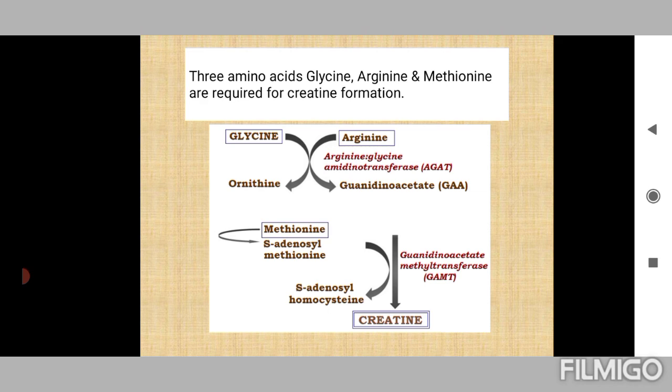Now, creatine can give rise to creatine phosphate, the high energy compound, and it can give rise to creatinine spontaneously. And creatine and creatinine are different. Creatinine is a waste product. It's a toxic product which has to be removed from our body, and the removal of creatinine takes place through urine. The elevated level of creatinine is important in kidney dysfunctions.